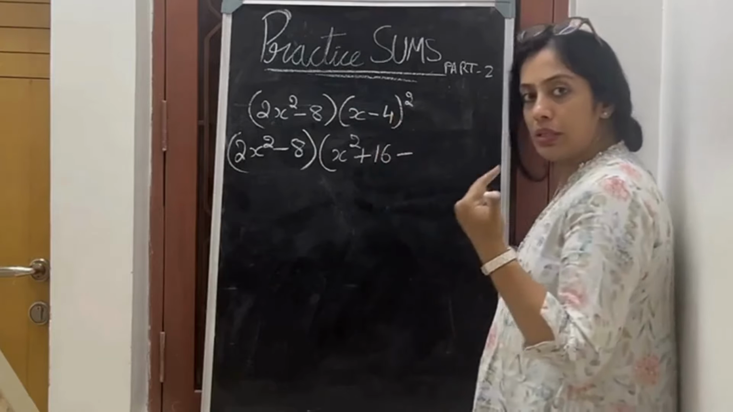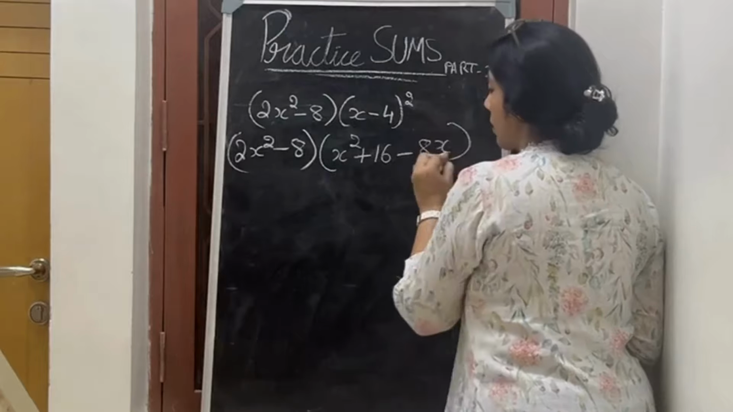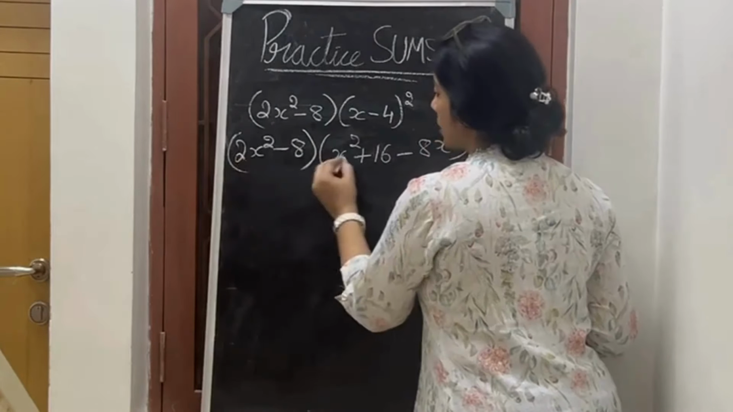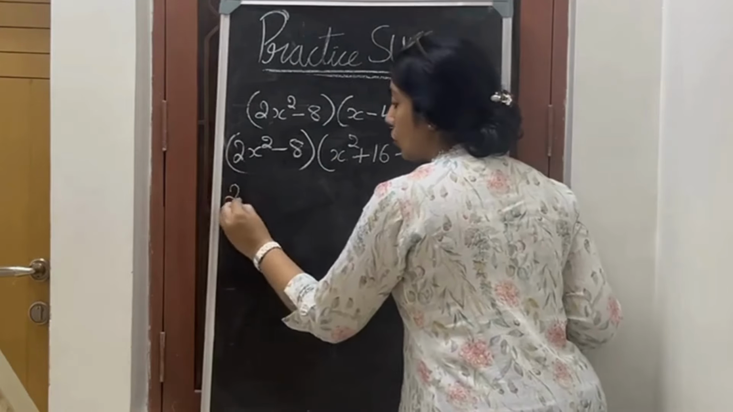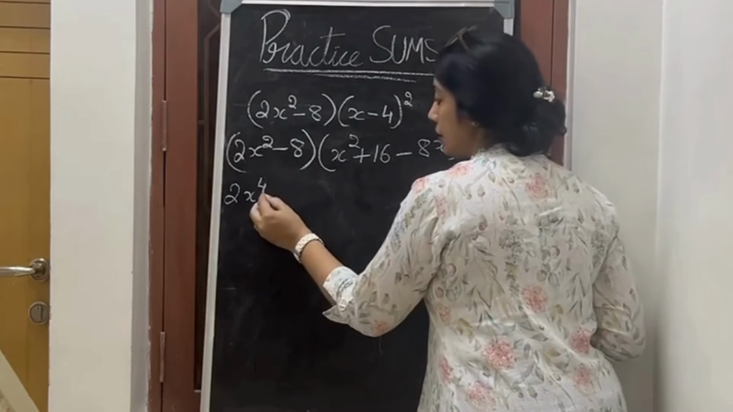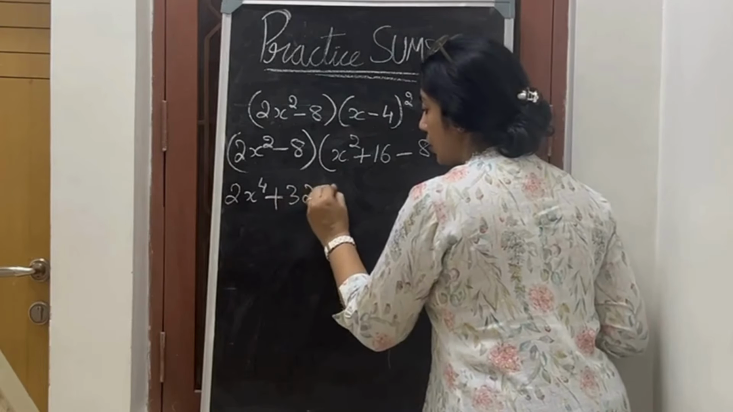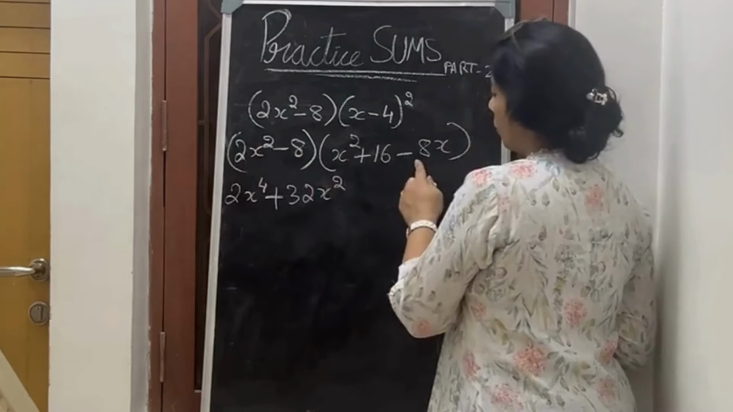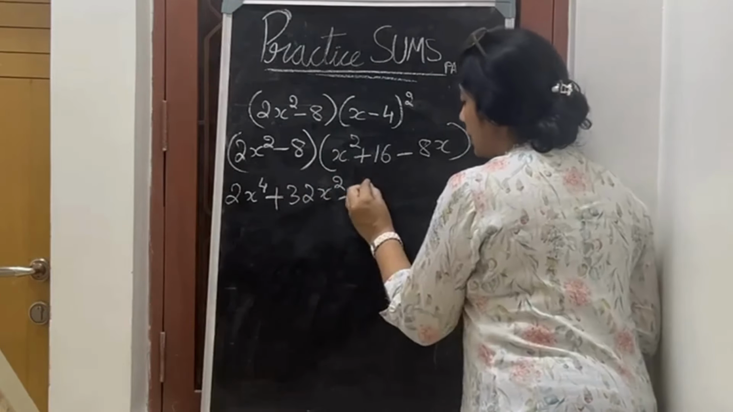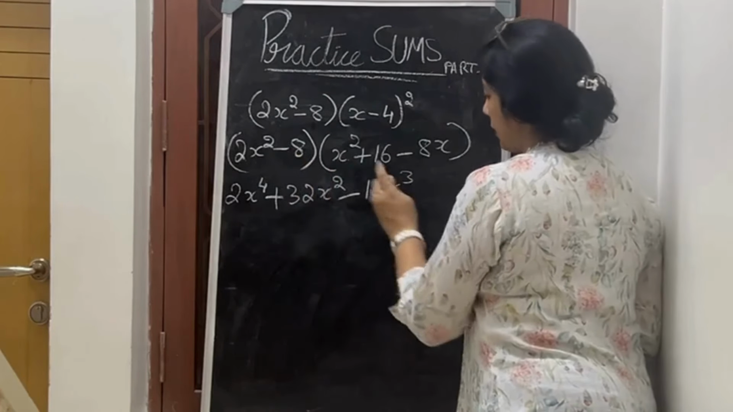2 into 4 is 8. 8 into x, so minus 8x. Next step is multiply these two. 2x square into x square, 2x to the power of 4. Then 2x square into 16 plus 16 2s are 32, 32x square. 2x square into 8x, 2s are 16, it is minus, so minus 16x cube. Then minus 8x square.